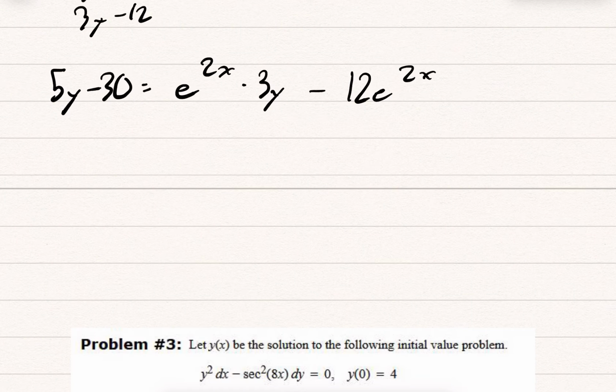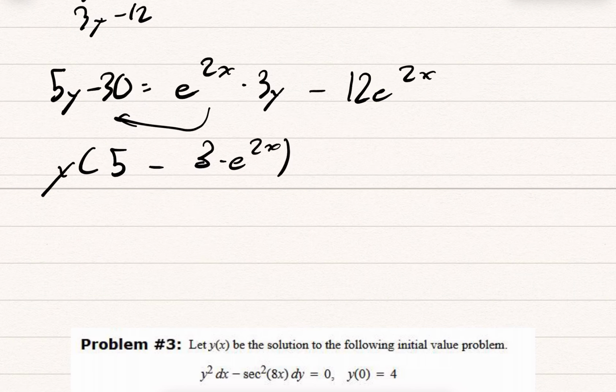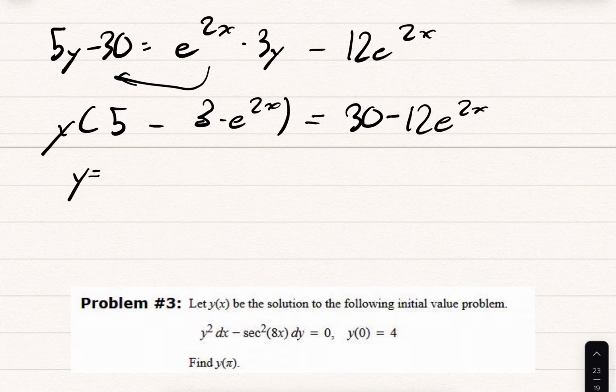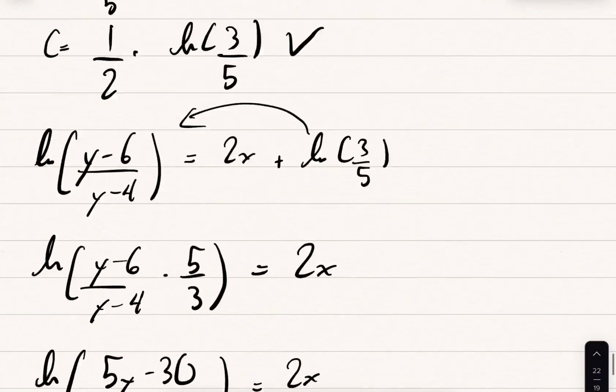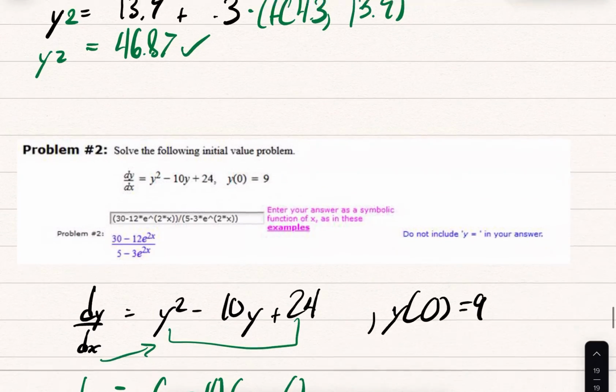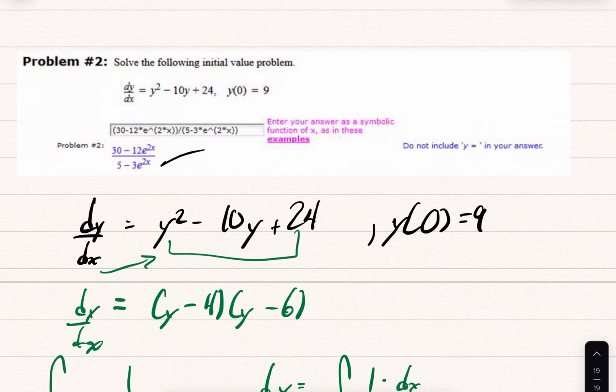Okay. Now I'm gonna try and use the least amount of writing I can. So think and then write. So I'm gonna bring this over to the other side, right? So I'm gonna have y times (5 minus 3 e to the 2x). Okay? And my right hand side is going to be 30 minus 12 e to the 2x. So y is going to be equal to (30 minus 12 e to the 2x) over (5 minus 3 e to the 2x). And I think I might have screenshotted it with the, yeah, there we go. So this is the correct answer.